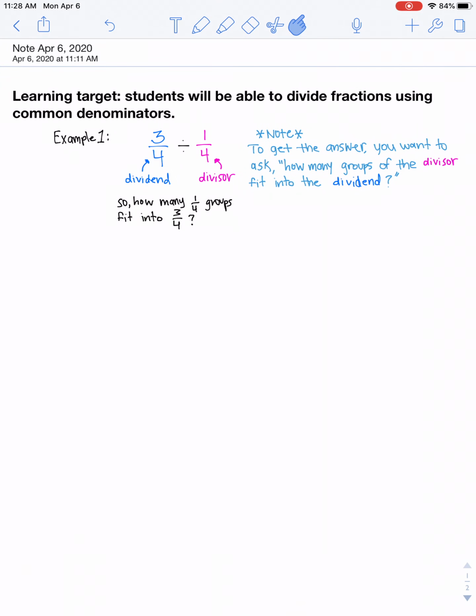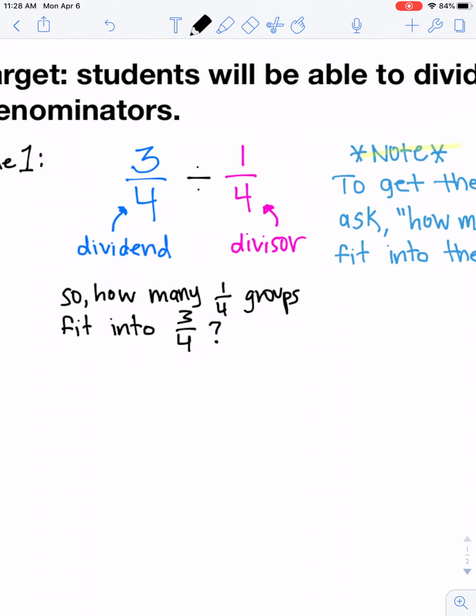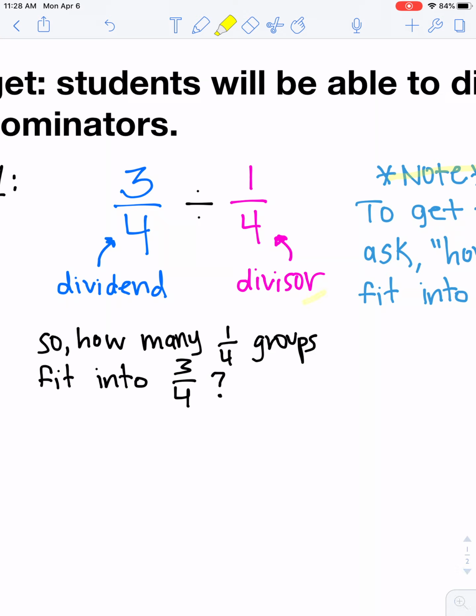So we want to be able to divide fractions using common denominators. If you look at this first example here, we have 3/4 divided by 1/4. If you look at this note over here, we want to ask ourselves, to get to the answer, how many groups of the divisor fit into the dividend? So that's a lot of words right there. We want to see how many times this group can fit into the first group.